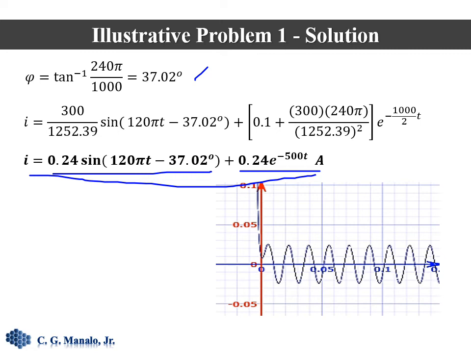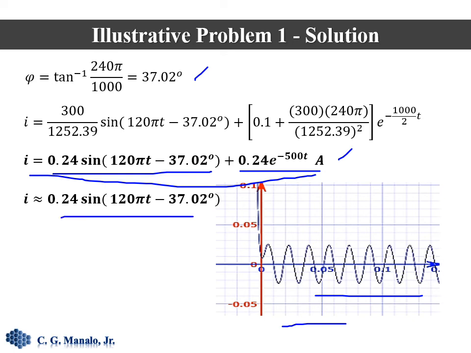To get an appreciation of this response, I have here a plot of that expression. So initially we can see that I is wildly varying at the start, but in a very short time that behavior disappears and it becomes a purely sinusoidal function. So we can say that in a short time I becomes the steady state response.